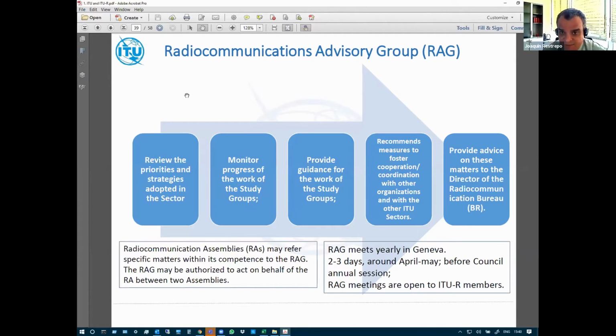The RAG is an advisory committee, so it provides recommendations. Then these recommendations are submitted for consideration of the Council, and the Council can decide whether to adopt them or not. Normally they do, because they are the same countries, but basically please have in mind that the RAG is an advisory committee, not the decision maker.